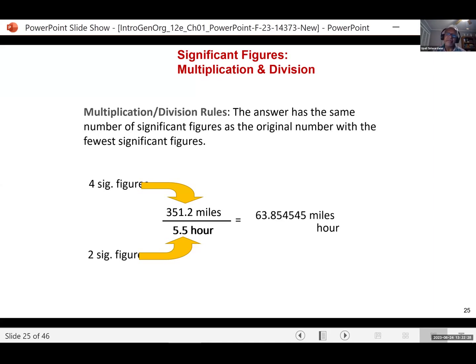So the calculated answer is 63. When you put that in the calculator, you get 63.854545. Now you have to round it off to 3. This is the last number to keep. If you round it off to 63, this has 2 significant digits. Now the number next to 3 is 8. Therefore, you have to add 1 to the number 3.